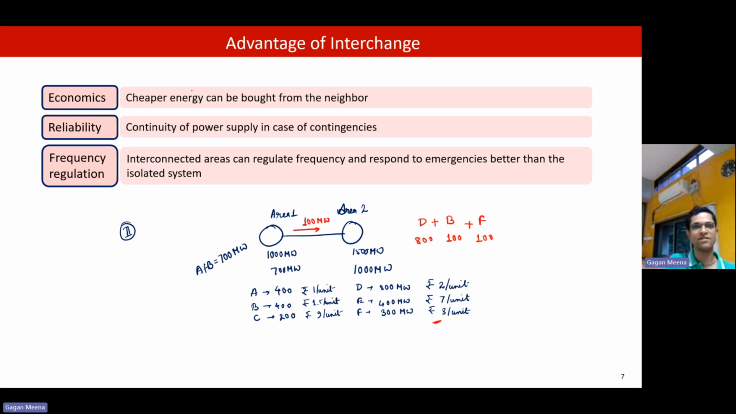Here you can see the advantages of interconnection. First is economics, so cheaper energy can be bought from the neighboring area. Then continuity of power supply in case of contingency. This gives enhanced reliability.